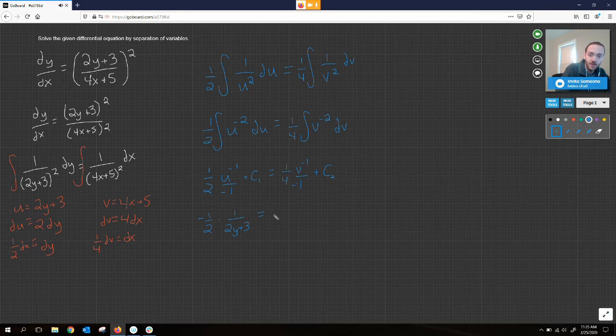So this will be a -1/4 times 1 over 4x plus 5, and then this will be our plus c side. And there we go. So -1/2 times the 1 over 2y plus 3 equals -1/4 times 1 over 4x plus 5 plus c will be our final answer.